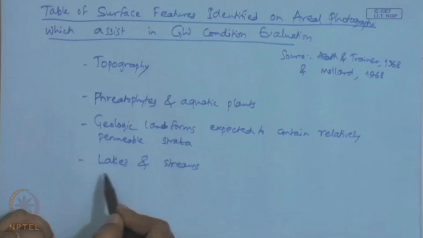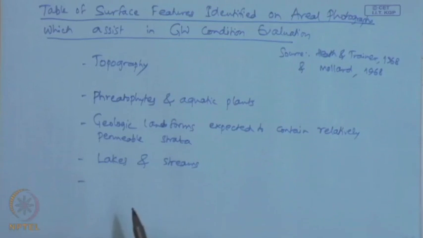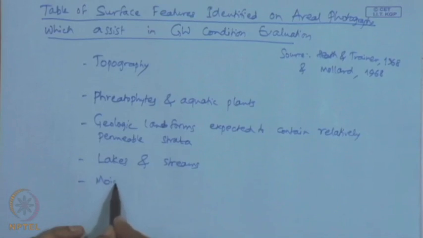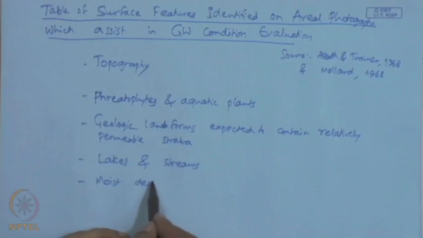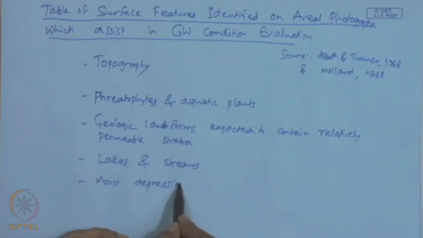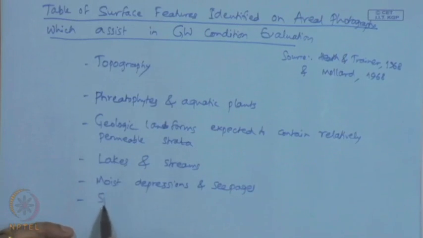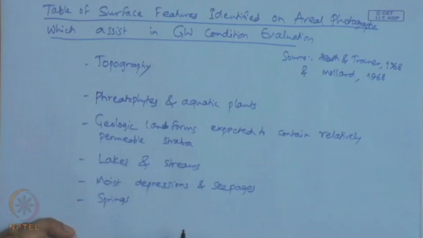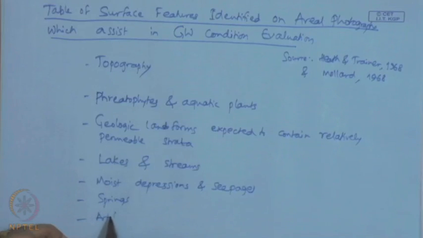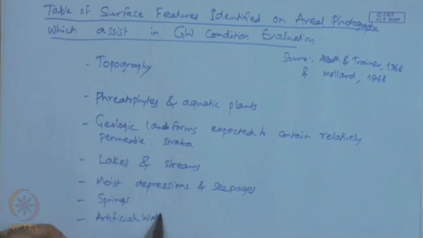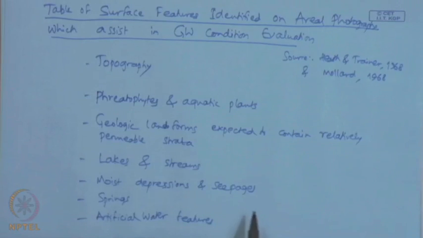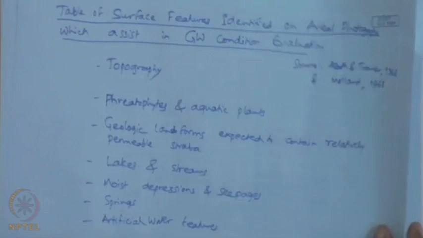So, lakes means they could be natural or they could be reservoirs constructed out of dams, or so there could be moist depressions and seepages. There could be springs. And lastly, there could be artificial water features like wells, developed springs, reservoirs, canals, etc. So, all this can be identified in this table of surface features.